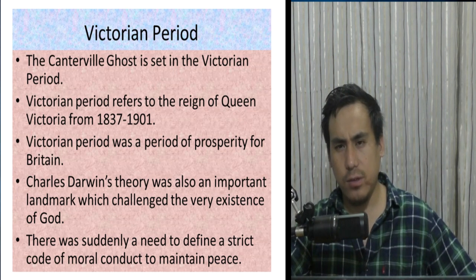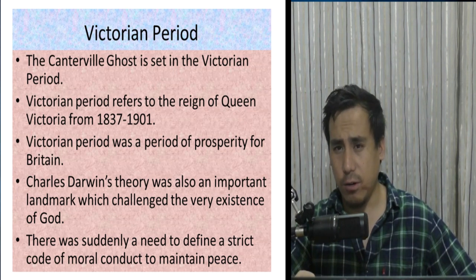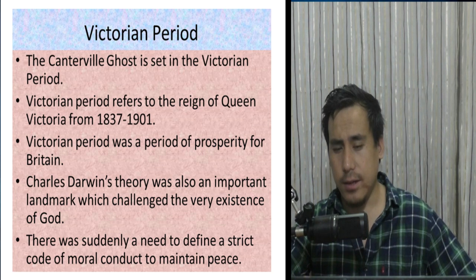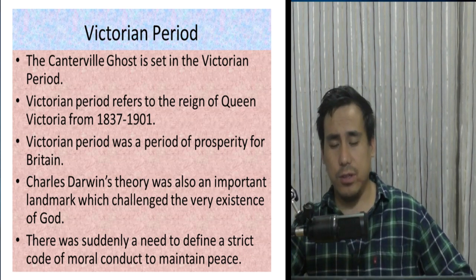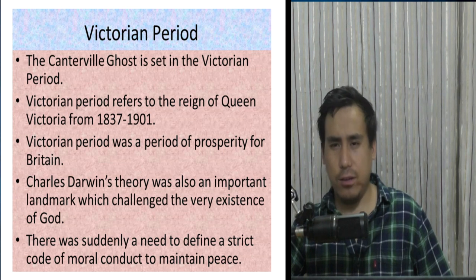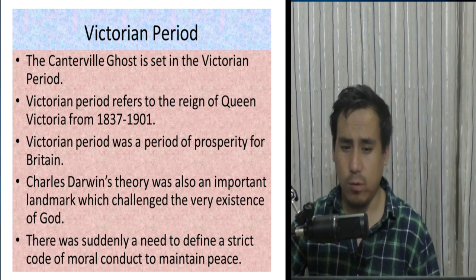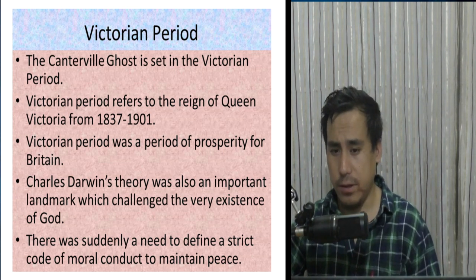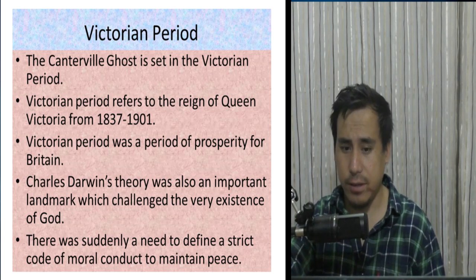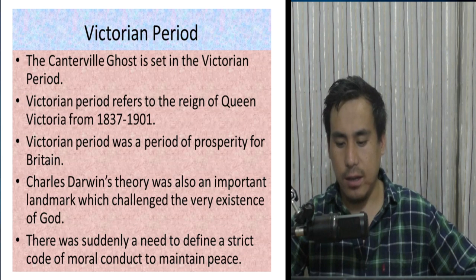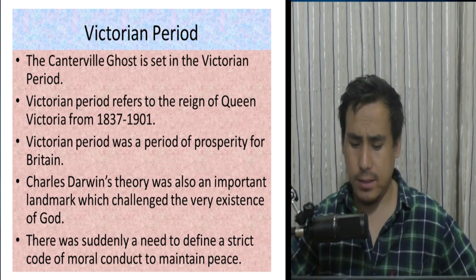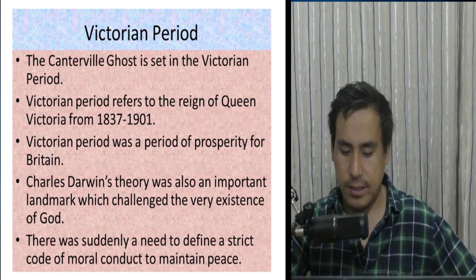Now, The Canterville Ghost is written during the Victorian period. It is set in the Victorian period. The Victorian period refers to the reign of Queen Victoria, which is from 1837 till 1901. The Victorian period was a period of prosperity for England. It was by and large a long period of great peace and prosperity for Britain.